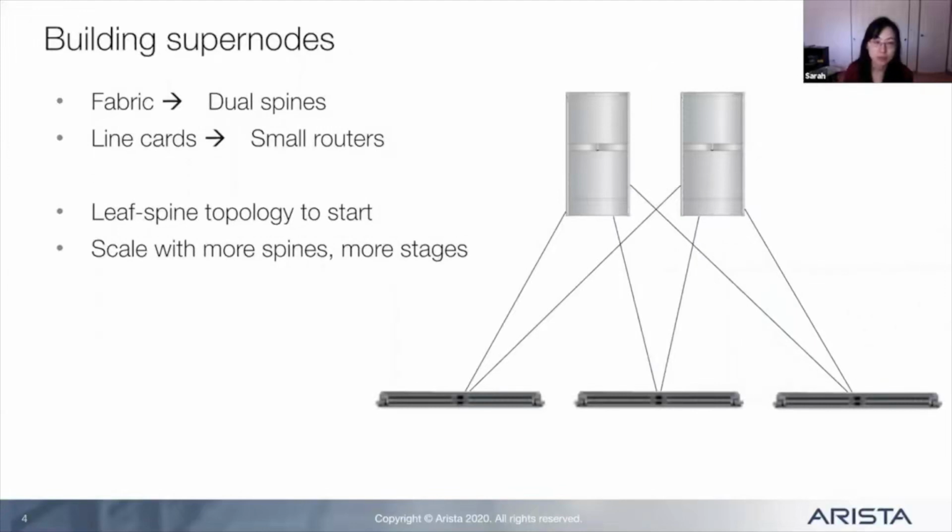So to start with, the fabric becomes dual spines, a pair of spine nodes, and the line cards become small routers. The small routers are connected to the spines in a leaf-spine topology. You can actually choose any topology for redundancy, but to start with, we assume they are connected in a leaf-spine topology. So this becomes our supernode, and it can be extended very easily. You can have more leaves connecting to the spine, or you can have small spines, or even more stages.